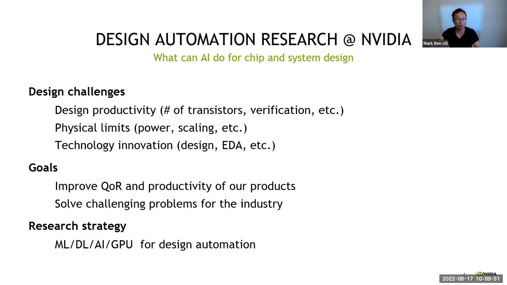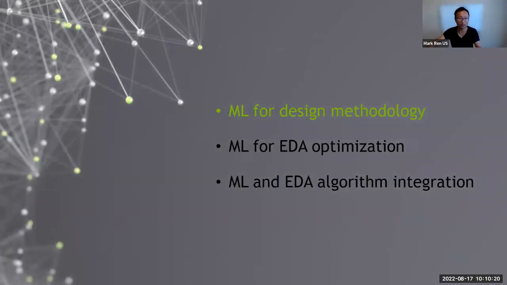Our team goal is to improve the quality of results of design and also productivity for designing these products. In the meantime, we would also like to solve challenging problems faced by the entire industry. So our research strategy is basically to apply machine learning, deep learning, AI, and GPU acceleration to design automation. In my talk, I have basically 3 sections. In the beginning, I'm gonna give a high level overview of how machine learning can help chip design in terms of design methodology.